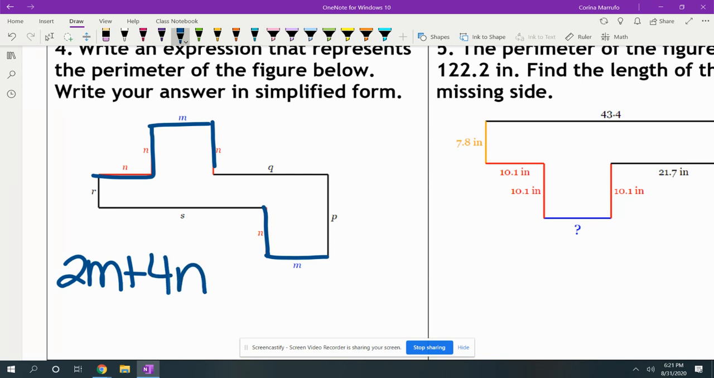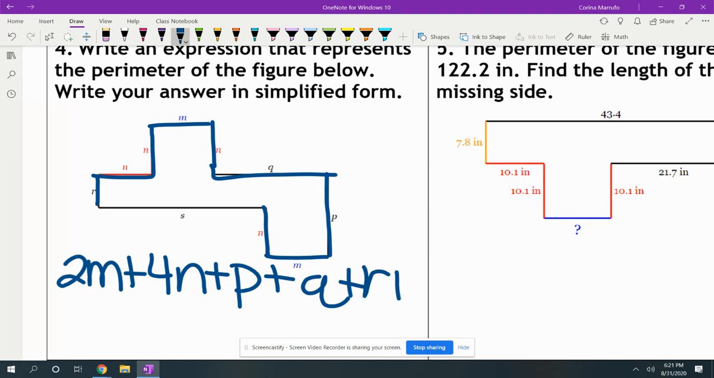Then we have, so L, M, N, O, P. I'm writing them in order by alphabetical order. We only have 1 P. Q comes next. We only have 1 Q. Plus R. Plus S. That's it.